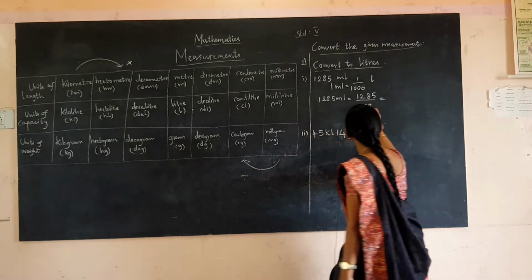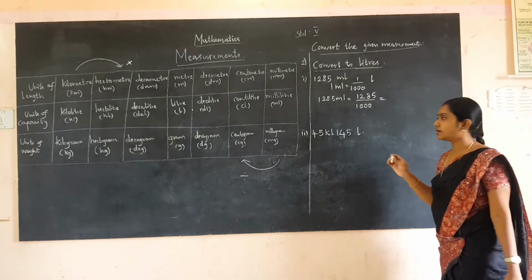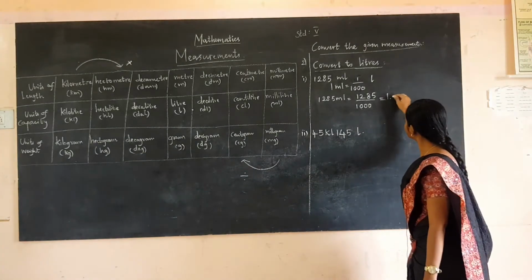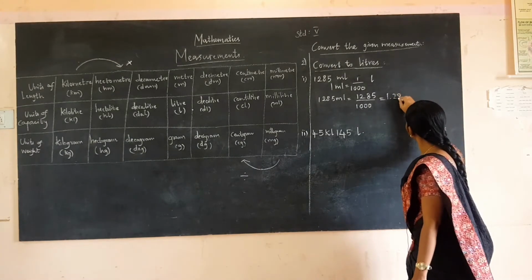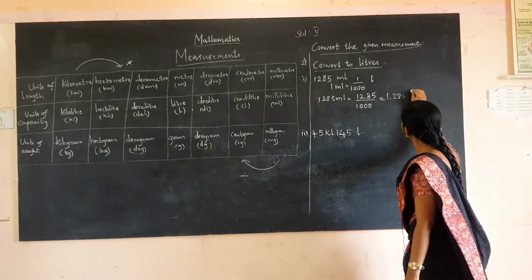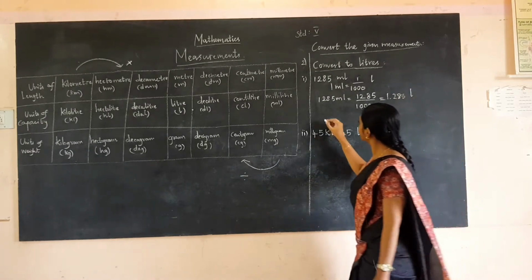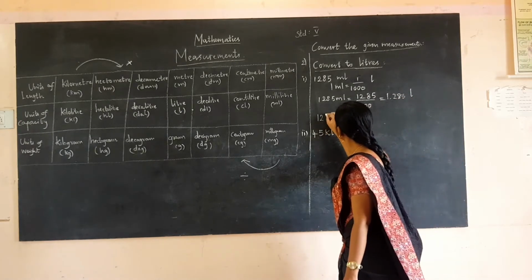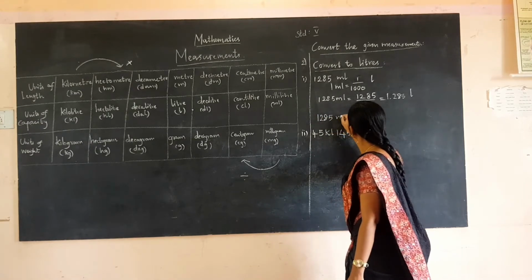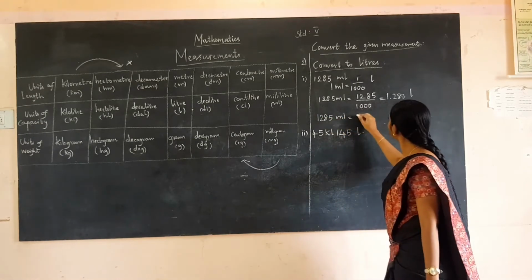We are having 3 zeros. So, we have to keep the decimal point before 3 places. So, it is 1.285 liter.